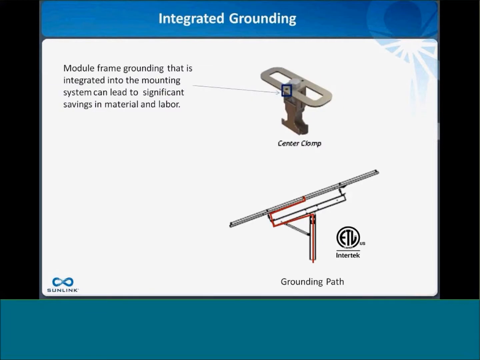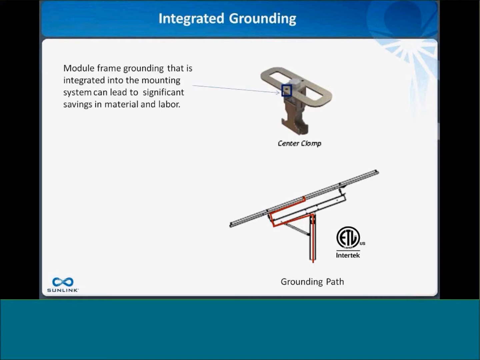The other thing that most folks need to consider, and this is fairly common, is grounding. Grounding every module on a large project could be 5 to 7 cents per watt of copper and labor, and we're typically not seeing that in the industry anymore. What we are seeing is integrated grounding through ETL or UL 2703.